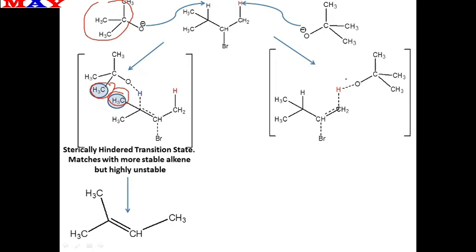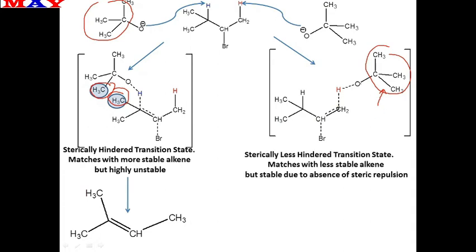If we withdraw the hydrogen from the other side and draw the intermediate, the bulky group does not have any kind of steric repulsion with the rest of the molecule. It will form the less stable alkene, but the transition state itself is more stable. So when we compare these two transition states, this TS is less stable because it has a steric repulsion, and this transition state is more stable because it does not have a steric repulsion.